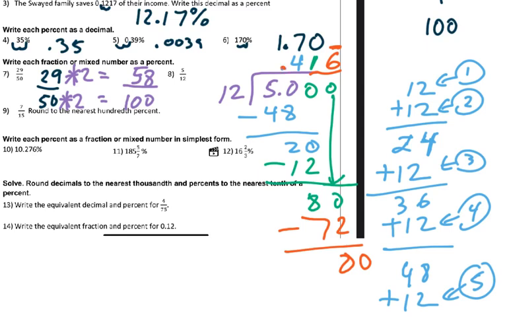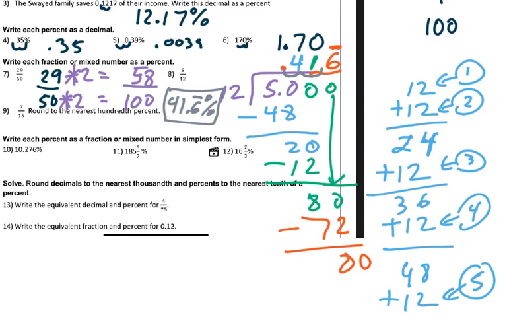So remember that it's been a while, but the goal is to convert it into a percent. So we said we just move over 2. So this is 41.6 repeating percent. There's a lot of math there.